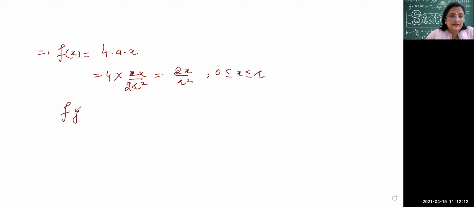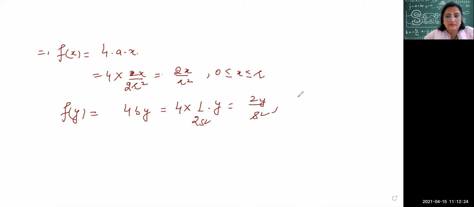Similarly, what is f of y? F of y becomes 4 into b into y. So you will put the value, 4 into b, which was 1 by 2s square, into y. This becomes 2y upon s square, and the limits are lying between 0 and s. So this is the value of the PDF f of x and f of y, right?